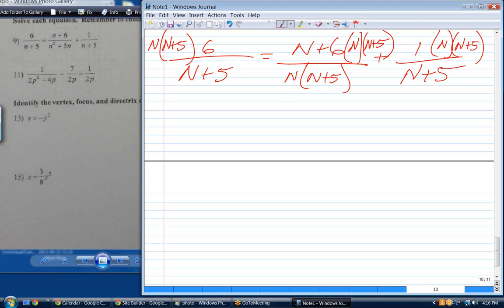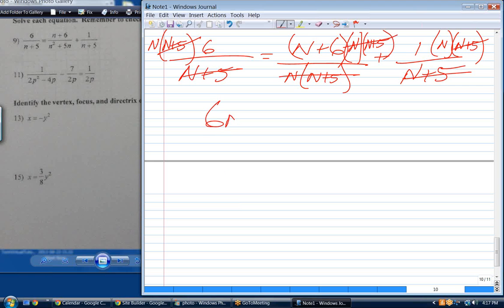And I've realized that if I multiply every term by this denominator, I will get rid of all the denominators at once. Notice that on the left, this n plus 5 cancels with that n plus 5. In the middle, this n times n plus 5 cancels with this n times n plus 5. And there should have been a parentheses around here like that, okay? And over here, this n plus 5 cancels with that. So now I've simplified the equation considerably.